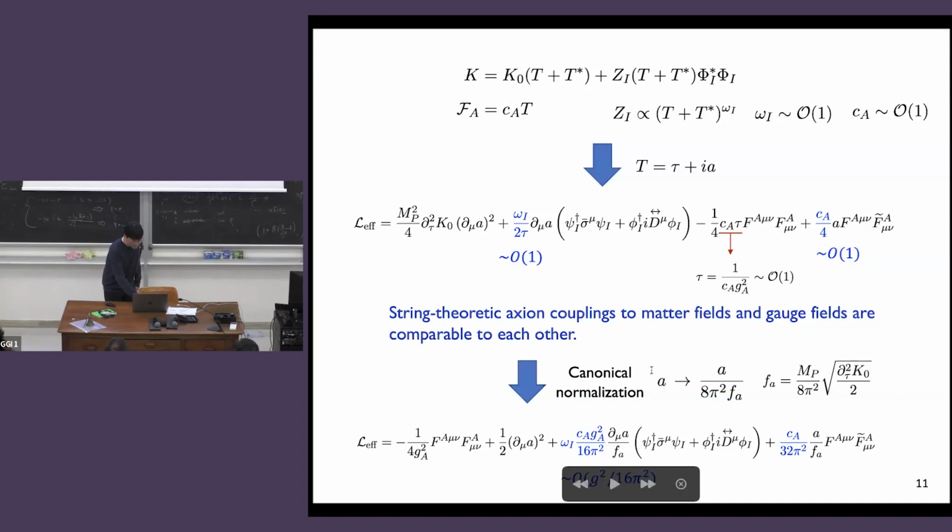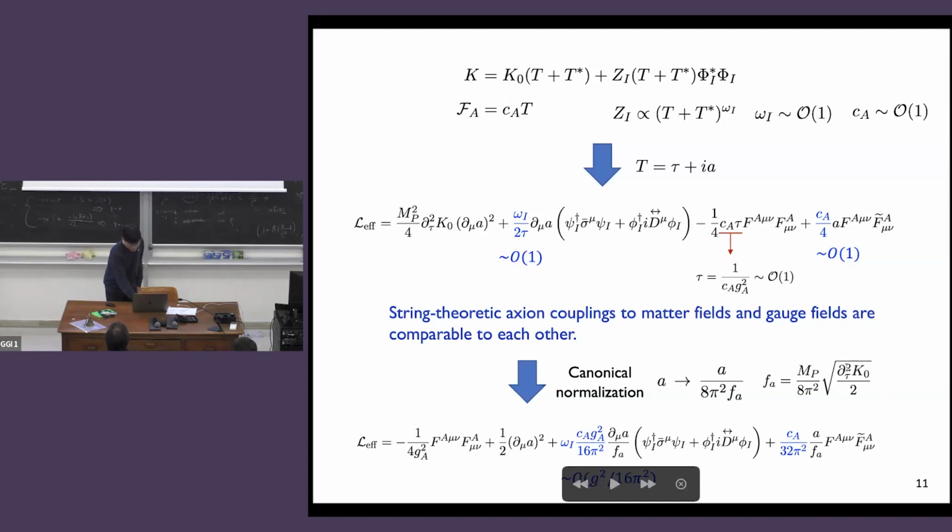This means that if we go to the canonical normalization of the axion field, with the identification of the axion decay constant given by this quantity, then the axion gauge field coupling is given by the standard normalization for the axion gauge field coupling with this one-loop factor. And because the axion matter coupling should be comparable to this axion gauge field coupling in this basis, in this canonical field basis the axion matter coupling turns out to be suppressed by the same one-loop factor. So this is the characteristic feature of string theory axions.